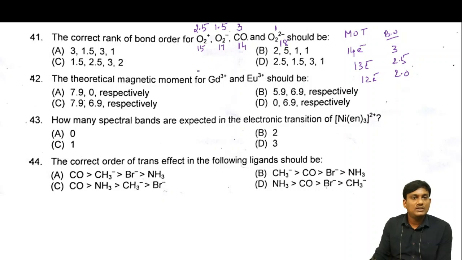What is the order? The order will be O2+ 2.5, O2- 1.5, CO 3, O2 2- 1. This is the order. D is the correct option.